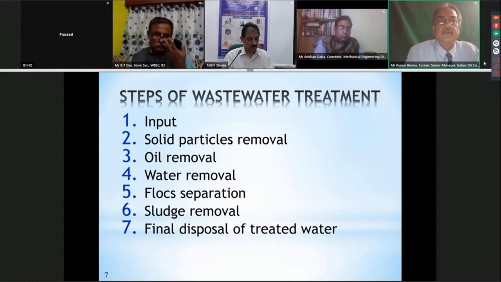Then there is no point in mixing all the streams together and sending it for treatment, because it will increase the load on the wastewater treatment process and that will cost money. So it is better to segregate the wastewater according to their sources and treat them separately. Once the streams are available, we separate the solid particles. There are several methods we'll be touching upon.